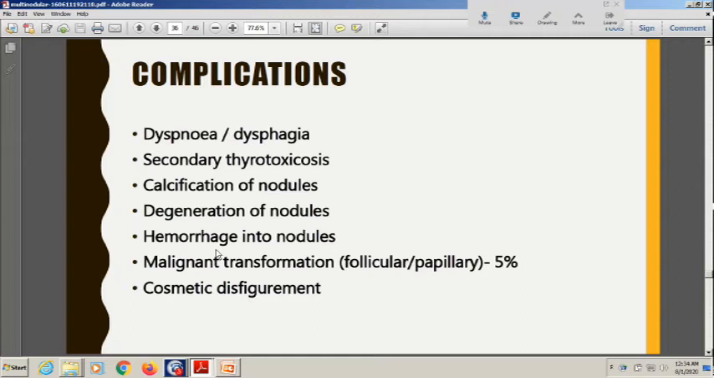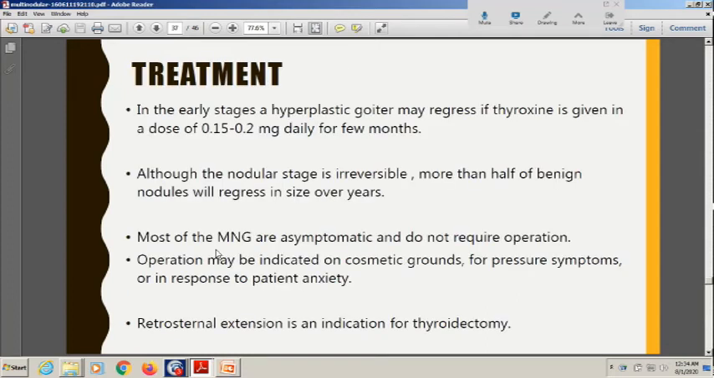Now the treatment part is already told in pathophysiology. In the early stage, the hyperplastic goiter may regress if we correct it with thyroxine, given in doses of 0.15 to 0.2 milligram daily for a few months, or till T3, T4 come to normal or TSH is in the normal stage. Although the nodular stage is irreversible, more than half of the benign nodules will regress in size over 1 year.